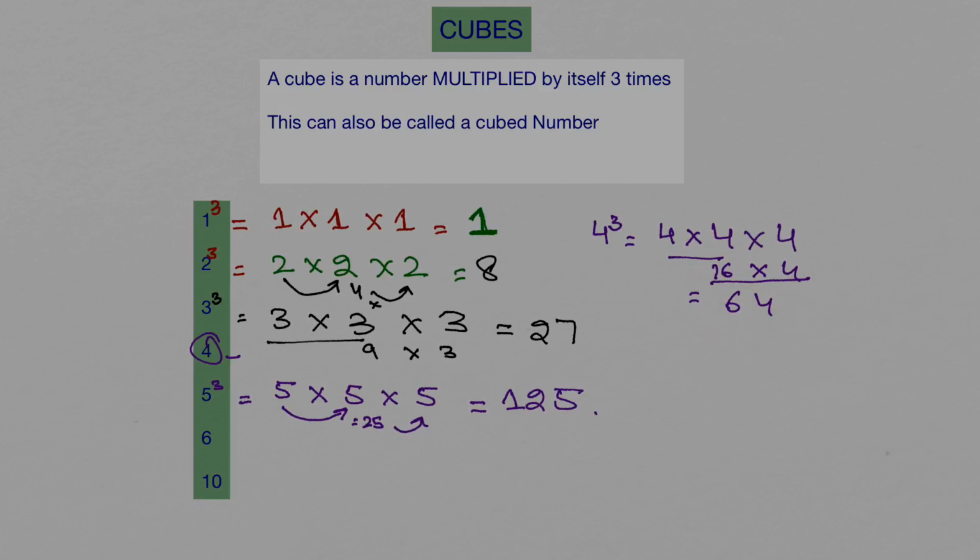So it's the same with all of them. 2 times 2 is 4. The product of the first two would be 4. That answer, we would times it with the last one to give us 8.